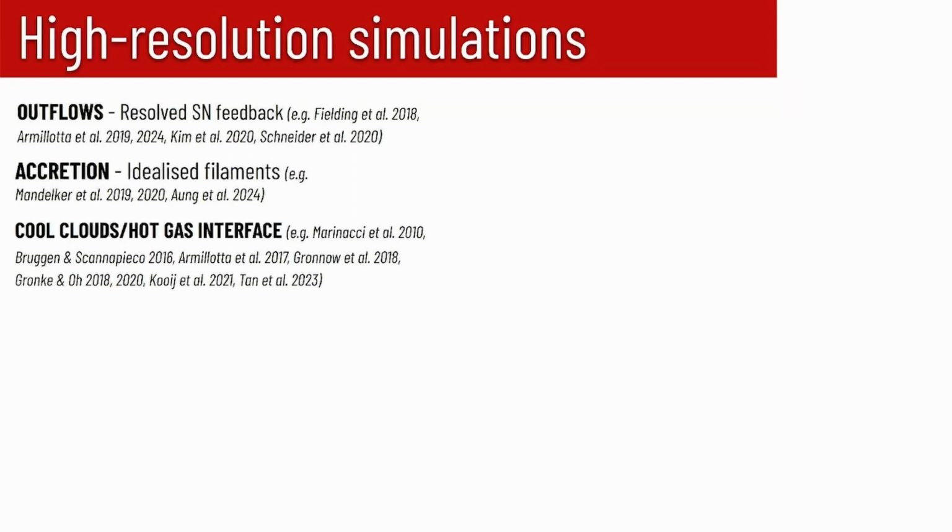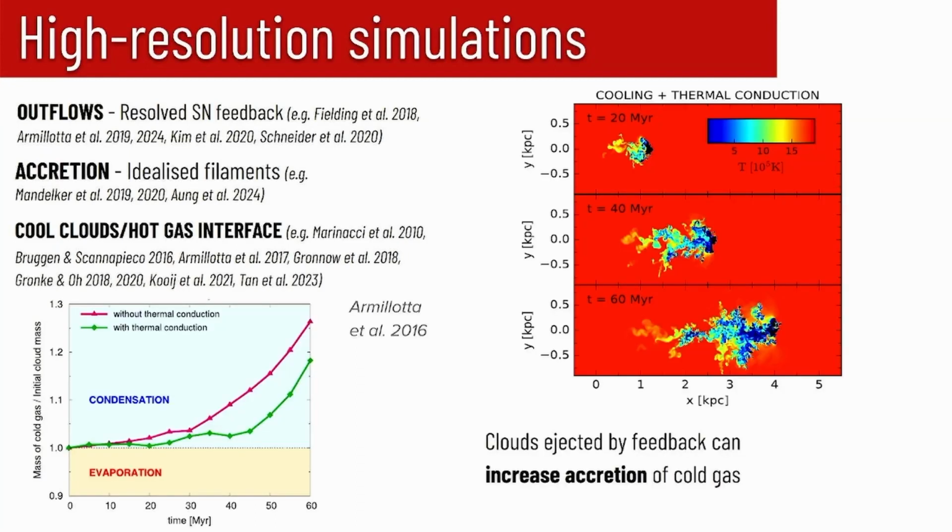And we have seen some examples actually yesterday. You can study the accretion looking at idealized filaments, and you can study the single cool circumgalactic clouds and how they interact with the hotter medium. And I wanted to focus on one example of these last type of simulations. These are clouds that are ejected from supernova feedback. These are galactic fountain clouds. They get ejected from the galaxy itself, so they are at a few kiloparsec above the galaxy.